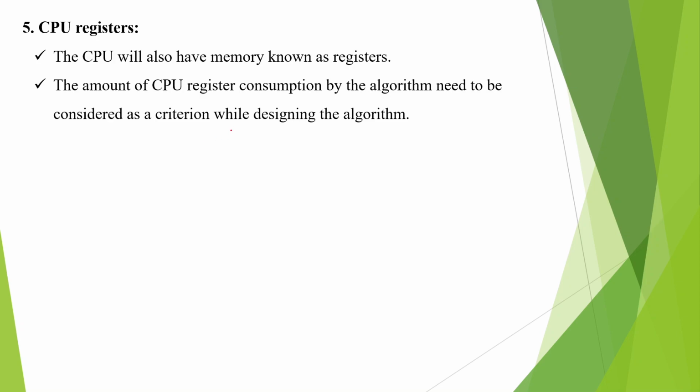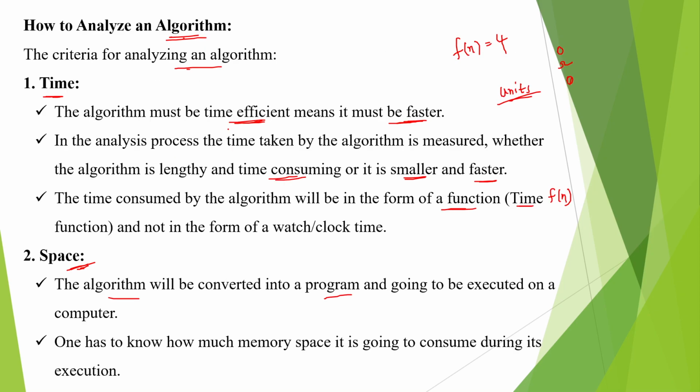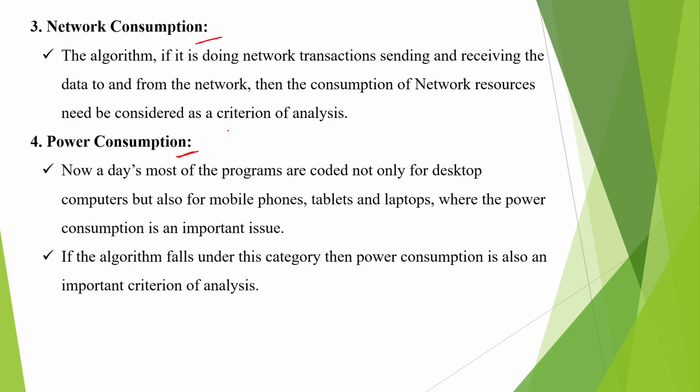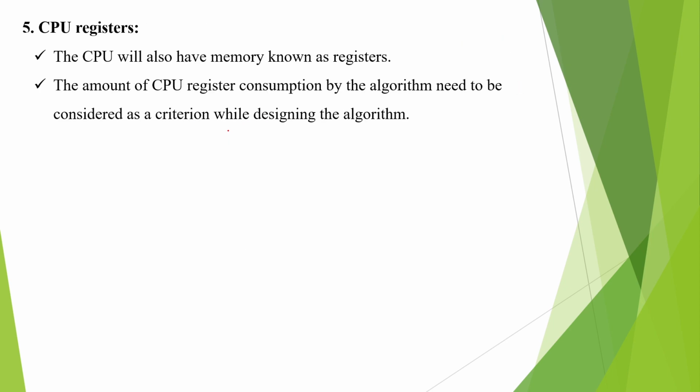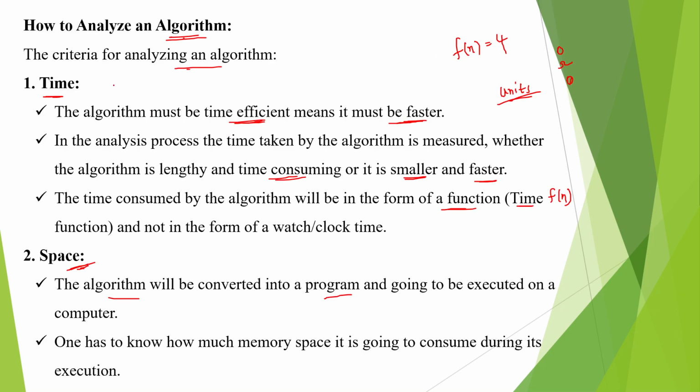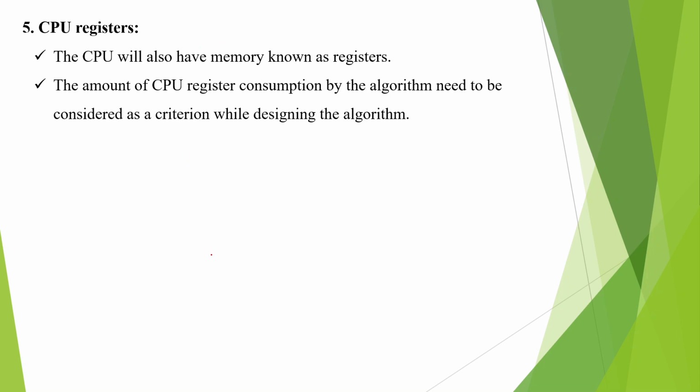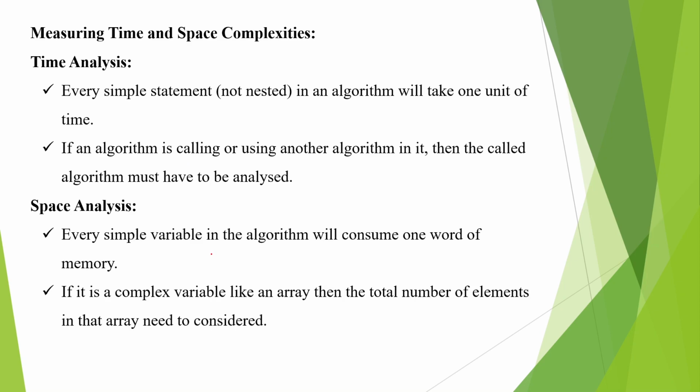Okay, so we have discussed 5 criteria. First one is time, second is space, network consumption, then power consumption, and finally the CPU registers. And in these 5 criteria we analyze only the first two, time and space. Once again I am telling you, we analyze only two, time and space. And I told you, time function f of n, space function s of n. So measuring time and space complexity.